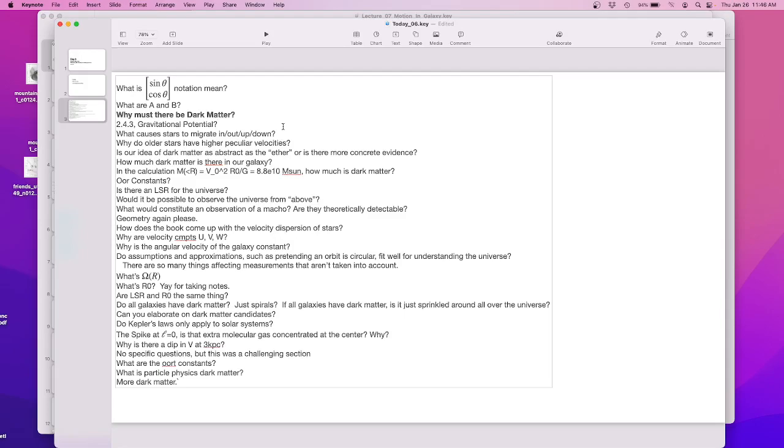Is dark matter essential for the formation of galaxies? Yeah. Otherwise, nothing forms. Otherwise, it stays low density the whole time. So without dark matter, we wouldn't be here.